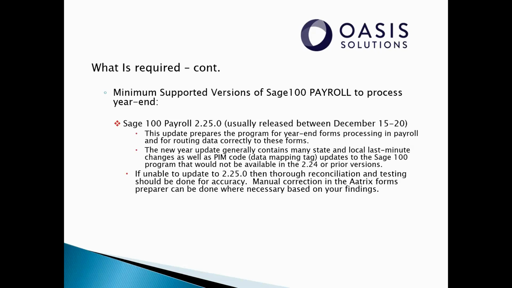If you aren't able to get the 2.25 update, and there could be reasons for that, maybe you've got an enhancement that may not be compatible, or it may be a while before it can be compatible, we just encourage you to do a very thorough reconciliation and testing to make sure that the data accurately goes over to your Atrix. And then, of course, if you find that there are some things that maybe didn't map over the way you had expected, you can make adjustments in your Atrix grid before you process your W-2s.